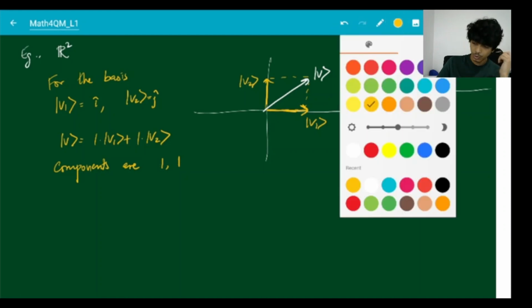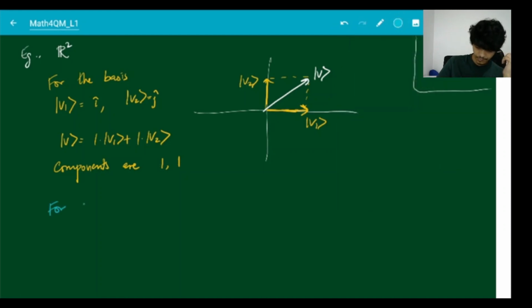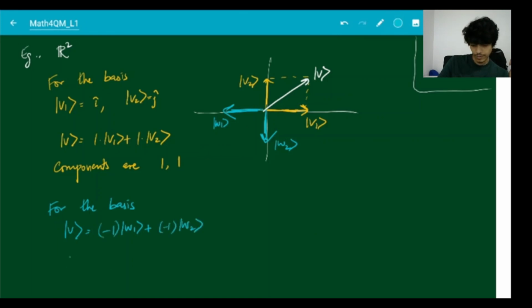But I can instead choose a different basis. What if I chose these two as my basis? So let me call this w1 and w2. Now in this basis, my vector v is given by minus 1 times w1 plus minus 1 times w2. So now my components are minus 1, minus 1.